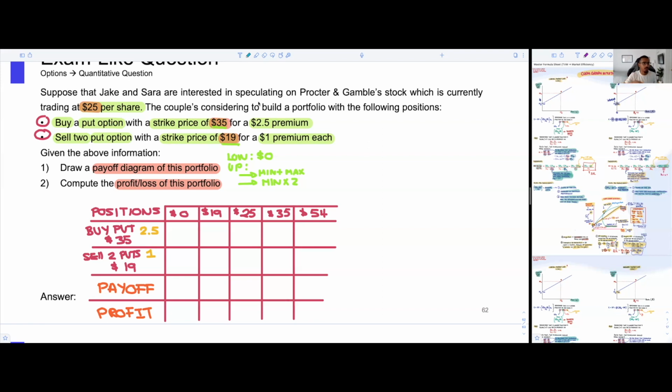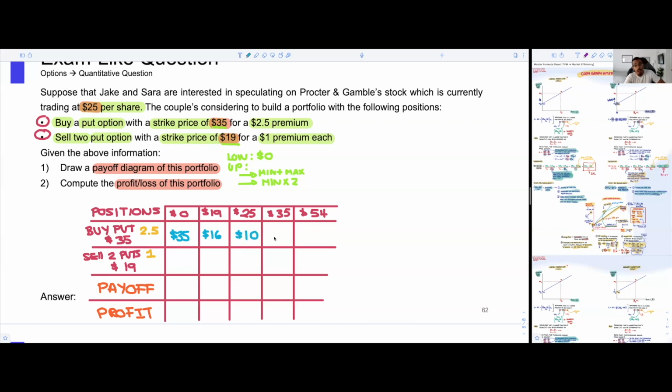Let's look at our first position. Our first position says that we're gonna purchase a put for $35. So if the stock, right, is trading at $0 and we have the right to sell that stock at $35, well, we're making an amazing margin. We're making $35 difference, and that's gonna be our payoff. So in this case, we have $35 as our payoff. Now, if it's trading at 19 bucks, we're going to have $16 as our payoff. Now, please, I hope I'm able to do mental math. 20, 15, 35, hell yeah. And if the stock is trading at 25 bucks, we're going to be making $10 payoff.